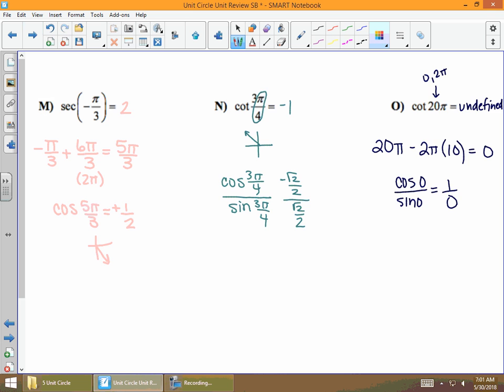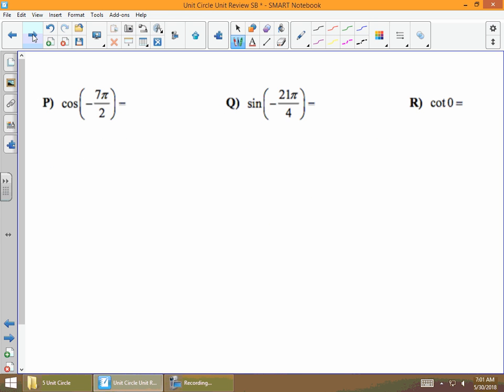All right, just a couple more. Cosine of negative 7 pi over 2. Again, coterminal angle first. In halves, 2 pi is 4 pi over 2. That's going to give me negative 3 pi over 2. Still too small, so I'm going to add 2 pi again. And that's going to get me back to pi over 2. And so cosine of pi over 2 is 0.